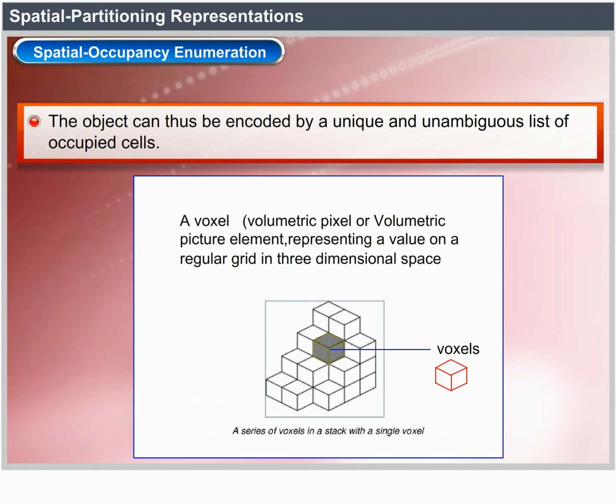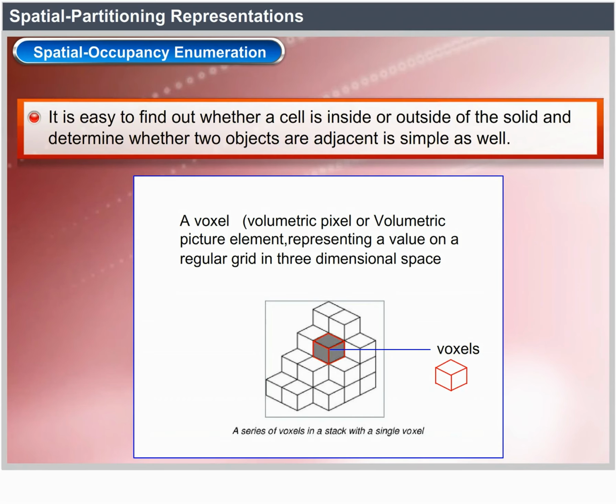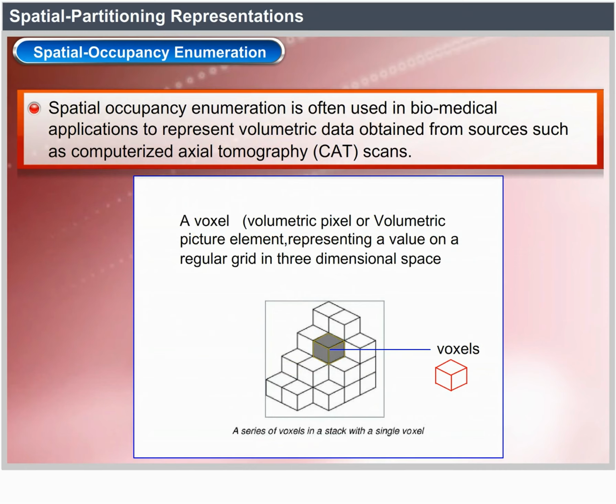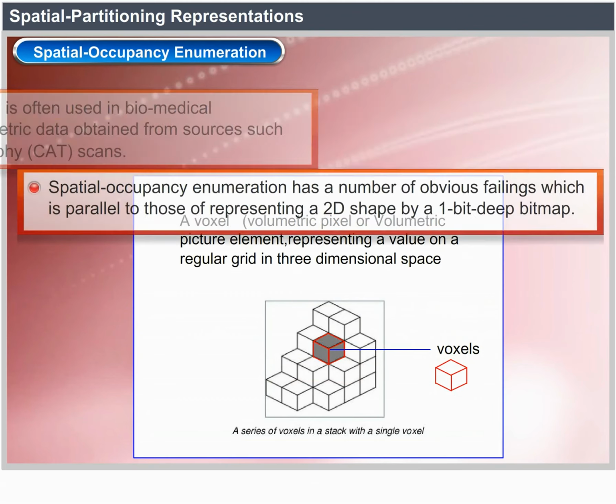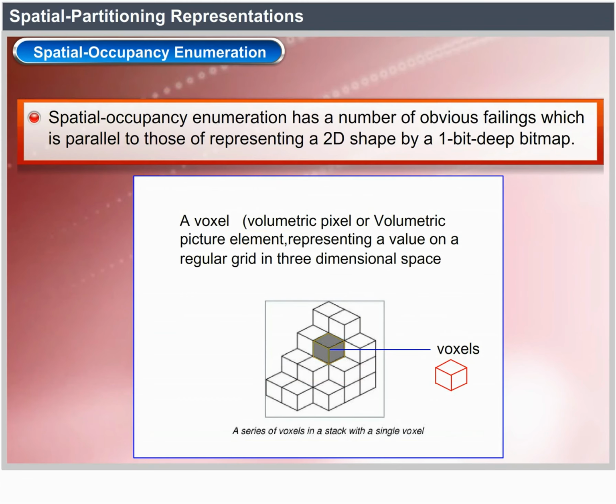It is easy to find out whether a cell is inside or outside of the solid, and determining whether two objects are adjacent is simple as well. Spatial occupancy enumeration is often used in biomedical applications to represent volumetric data obtained from sources such as computerized axial tomography (CAT) scans. Spatial occupancy enumeration has a number of obvious failings that parallel those of representing a 2D shape by a 1-bit deep bitmap.